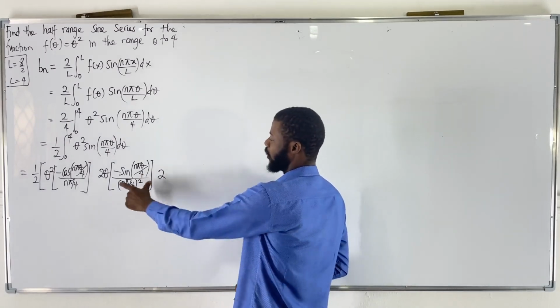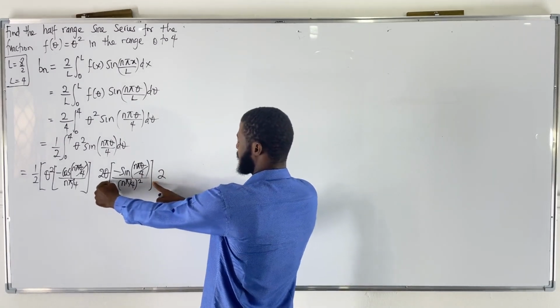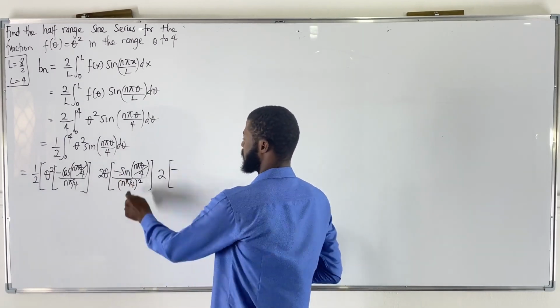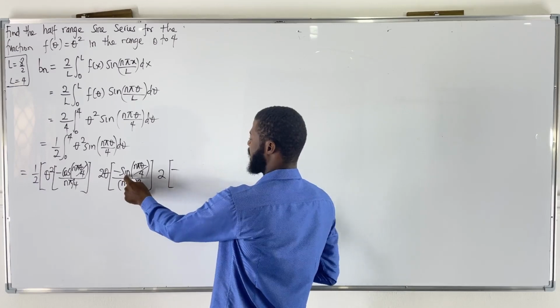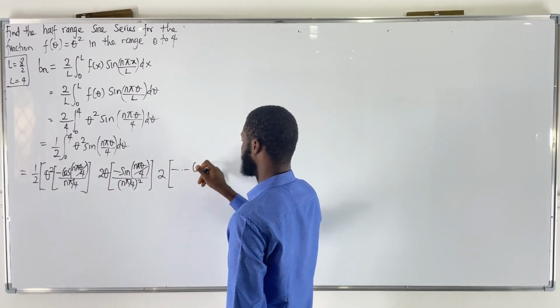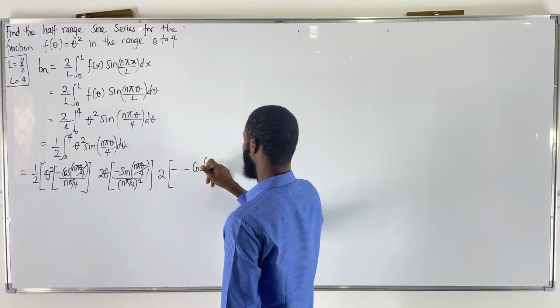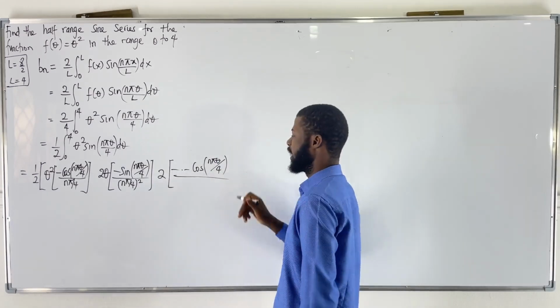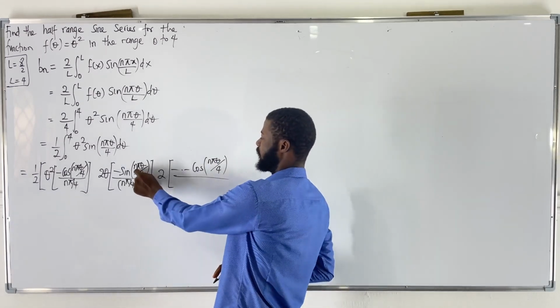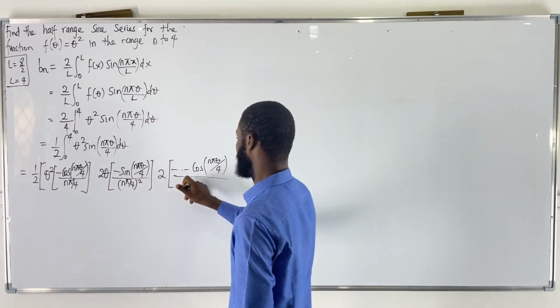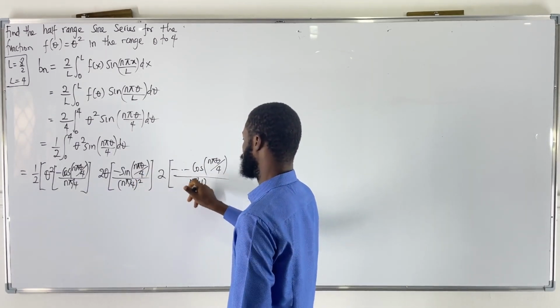Now for the 2, we're going to be integrating this whole bracket again. You write your minus first. When you integrate sine, you get minus cosine. So this is minus cosine, then you put your angle, n pi theta over 4, then divided by the derivative of this angle, n pi over 4. It's going to meet the previous ones, so make it n pi over 4 cubed.